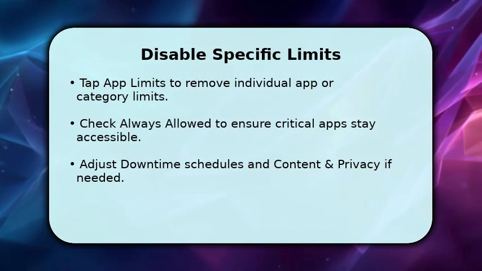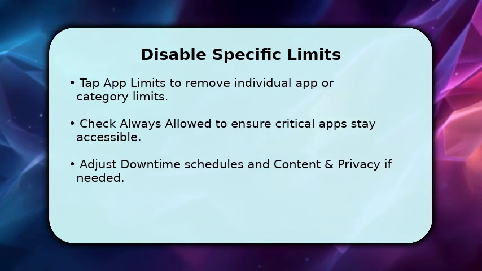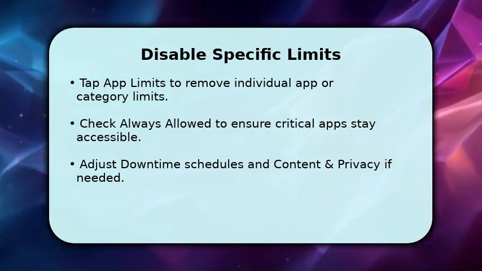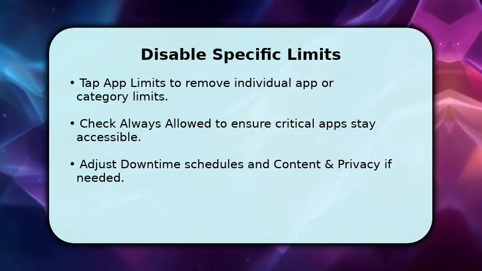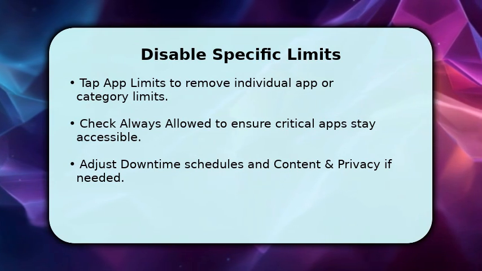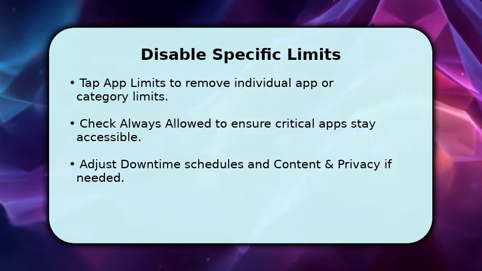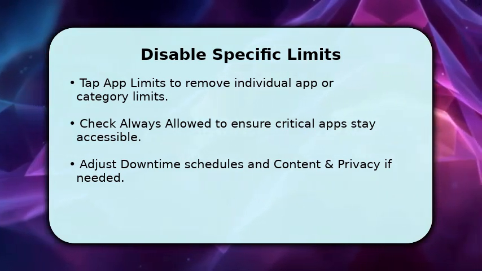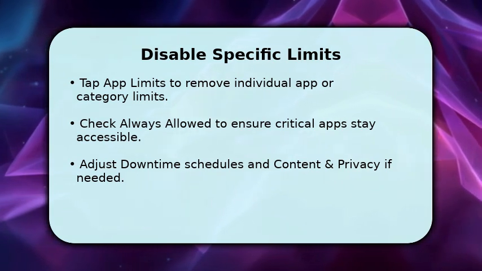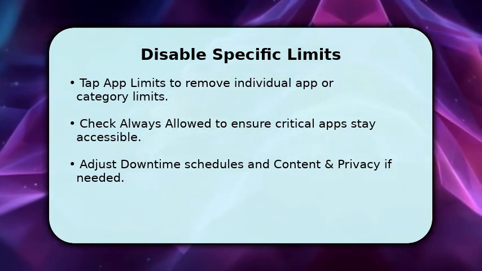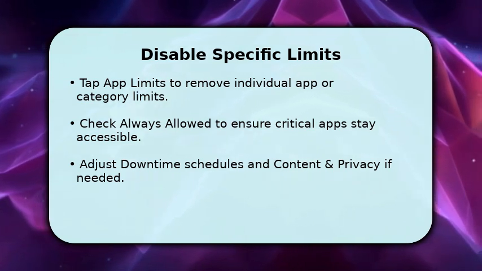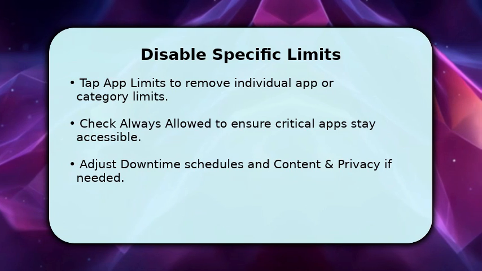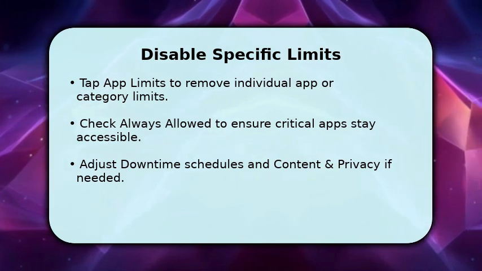Now you'll remove specific blocks. Tap App Limits and swipe or tap each limit, then choose Delete Limit to remove it. This restores full access for those apps. Next, open Always Allowed to add any apps you want available during downtime. Make sure downtime is either off or set to allow your required hours. If content and privacy restrictions are active, review them because they can imitate a time limit by blocking app installs or changes. These steps clear most partial blocks.